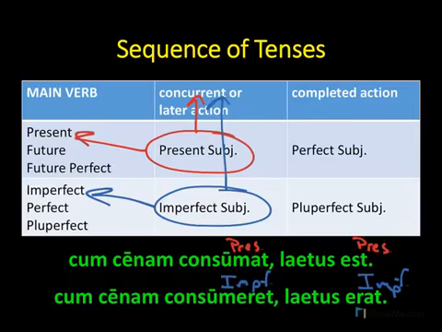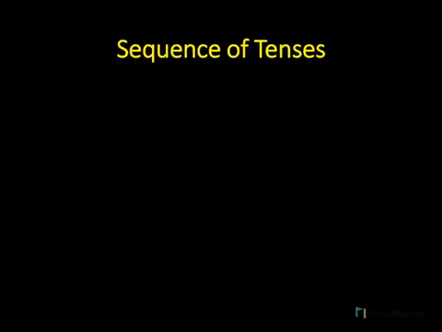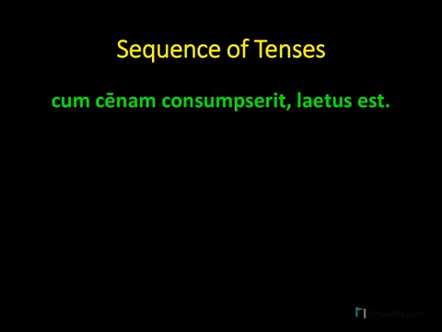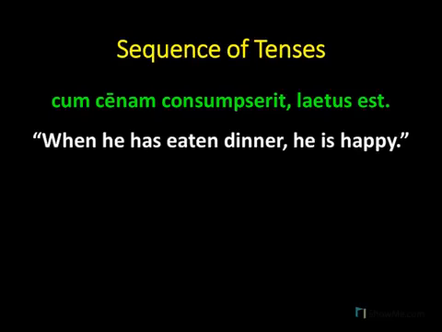Let's now talk about completed actions, and let's take two new examples. Here we go. Cum caenam consumpserit, laetus est. We can translate this as, when he has eaten dinner, he is happy. Consumpserit is a perfect tense subjunctive, so when he has eaten, and est is a present tense indicative, he is. Think about how the action of the eating is completed by the time that he is happy.